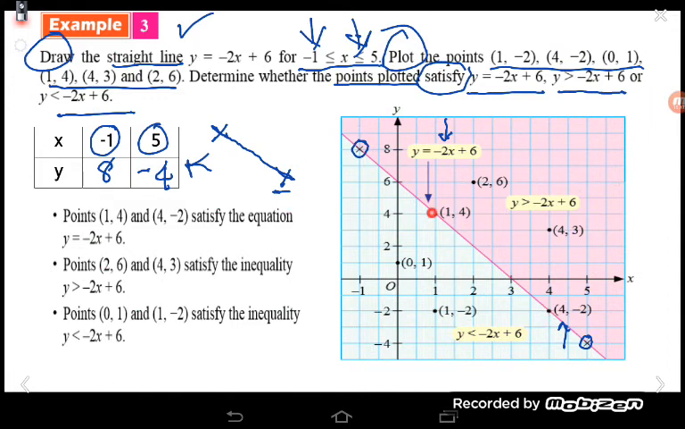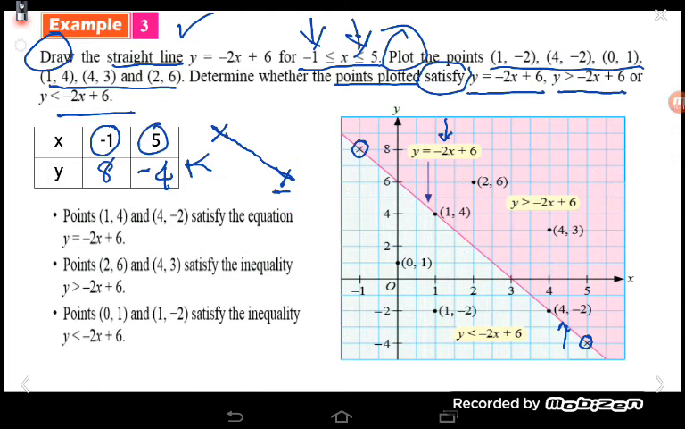What do you see here? It is on the straight line. So it satisfies the equation. So this symbol is equal to, because it is on the straight line. Okay, let's see the other points.